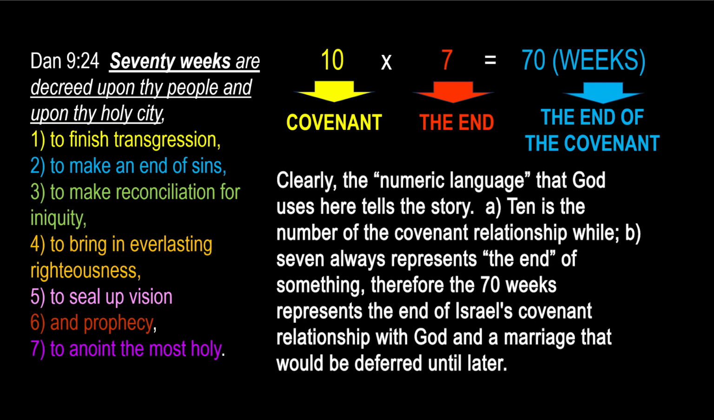Clearly, the numeric language that God uses here tells the story. Ten is the number of the covenant relationship, while seven always represents the end of something. Therefore, the 70 weeks represents the end of Israel's covenant relationship with God and a marriage that would be deferred until later.